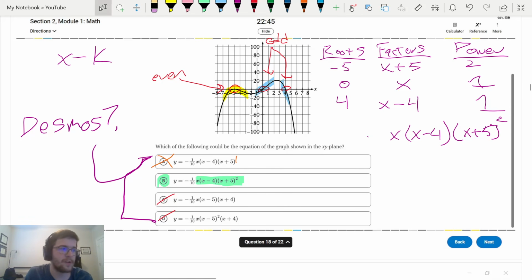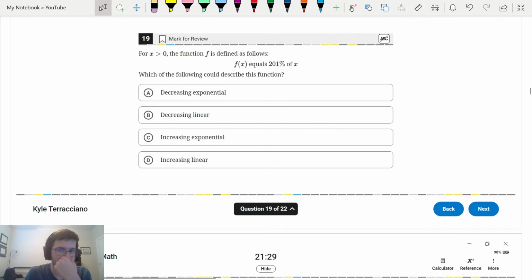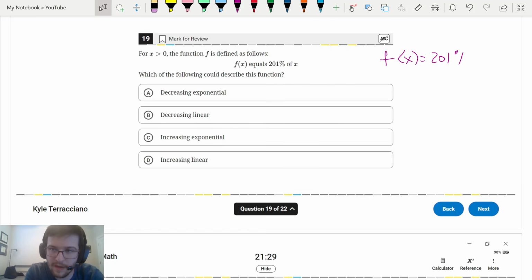All right, great. Let's keep going. So that was 18. So 18 was B. Good. Okay, so 201%. f of x equals 201% of x.